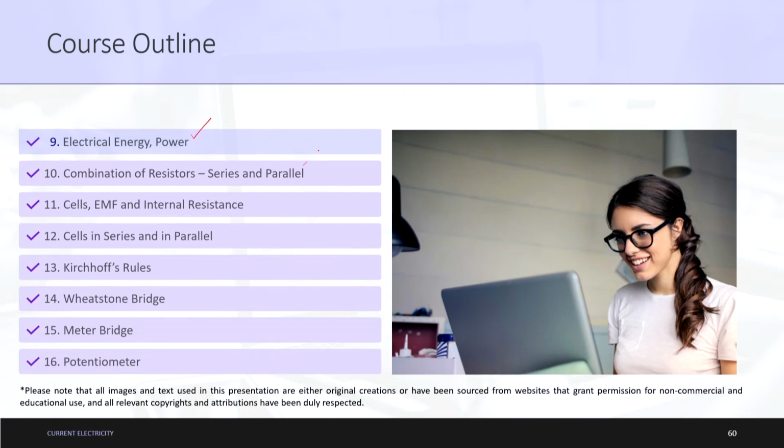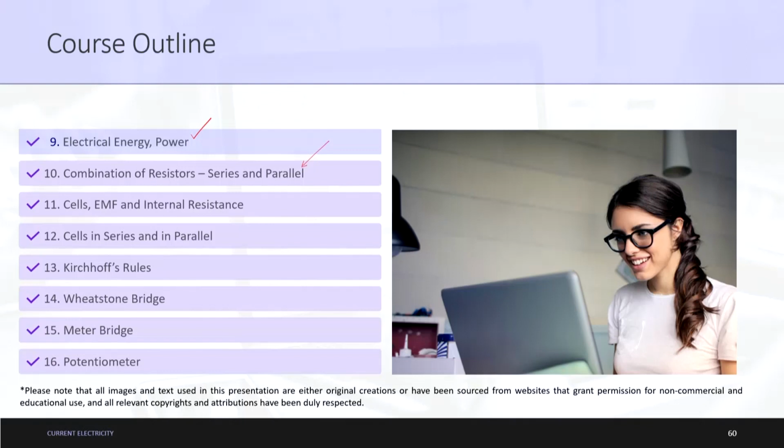Finally, in the previous lecture we completed the 10th concept, that is combination of resistors in series and parallel. I already explained this to you. For resistors in series, the equivalent is R1 plus R2 plus R3 till Rn, and similarly for parallel resistors, 1 by R is equal to 1 by R1 plus 1 by R2 plus till 1 by Rn.